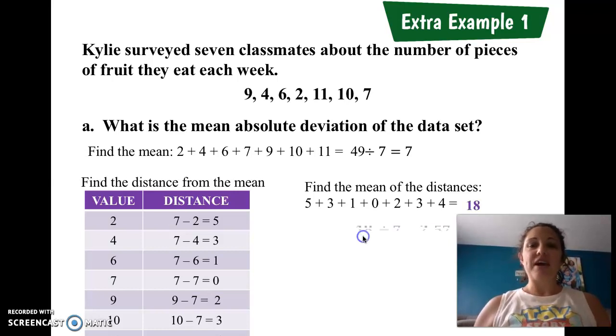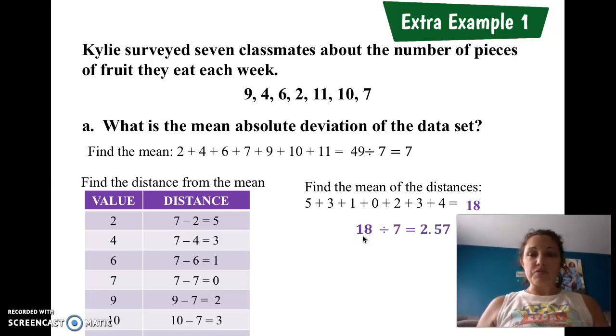Now we have 7 values, so we need to divide 18 by 7. Your average here for your mean absolute deviation is 2 and 5/700ths. It actually goes on, but we're just going to stop there and round it to 2 and 6/10 because it does not divide evenly.